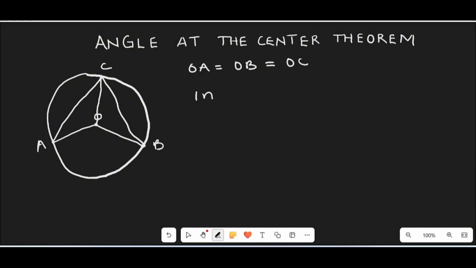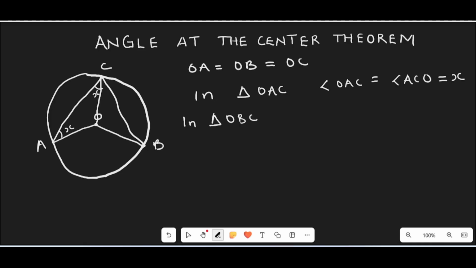In triangle OAC, angle OAC is equal to angle ACO because base angles of an isosceles triangle are equal, and let us say it is equal to x. So here we have x, here x.